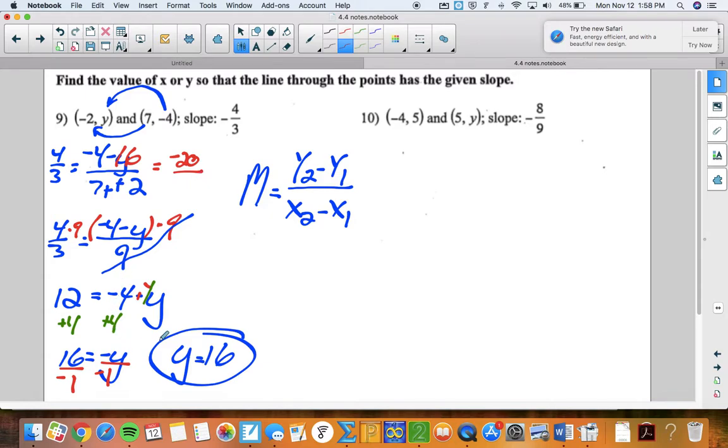Oh, I didn't actually, that's silly. I didn't actually divide by negative 1. I just brought the, sorry. So I think that is the wrong answer. It should be negative 16.